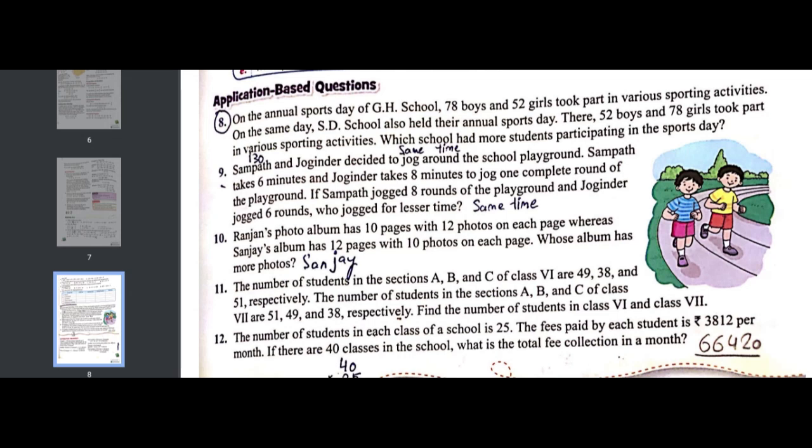Next question. Ranjan's photo album has 10 pages with 12 photos on each page, whereas Sanjay's album has 12 pages with 10 photos on each page. Whose album has more photos? First you have to learn whether we have to multiply or add.